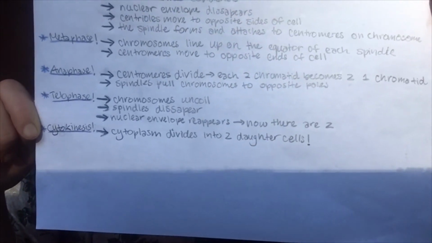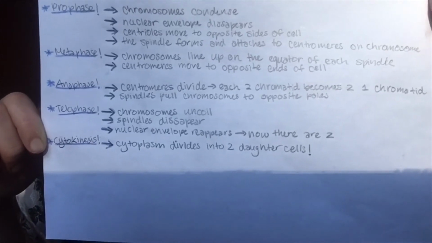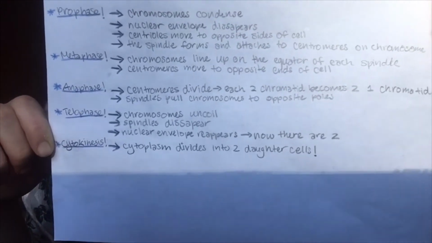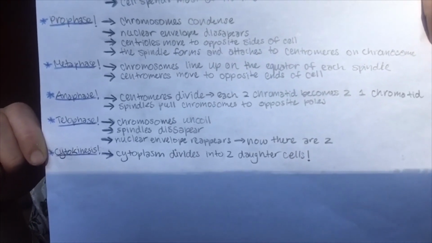Now, finally, we have cytokinesis, the final stage. In this stage, the cytoplasm divides into 2 daughter cells, and that marks the end of the process of mitosis.